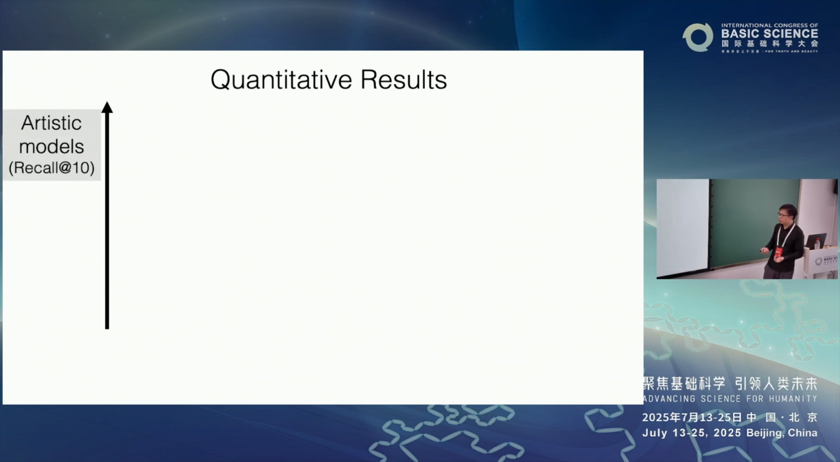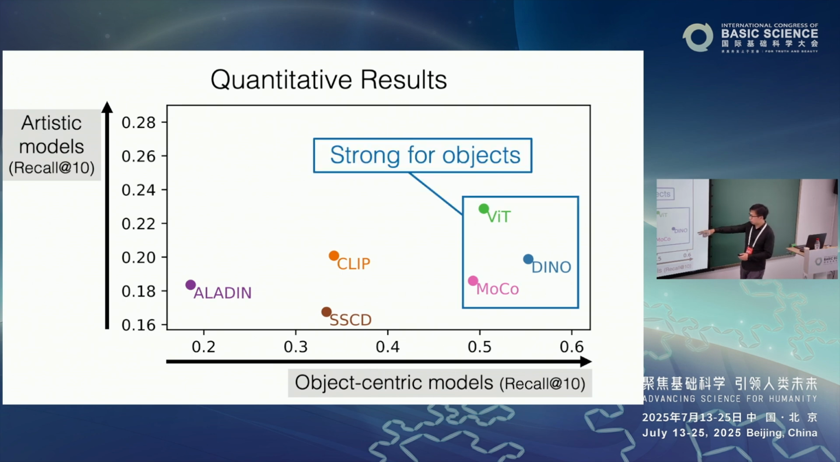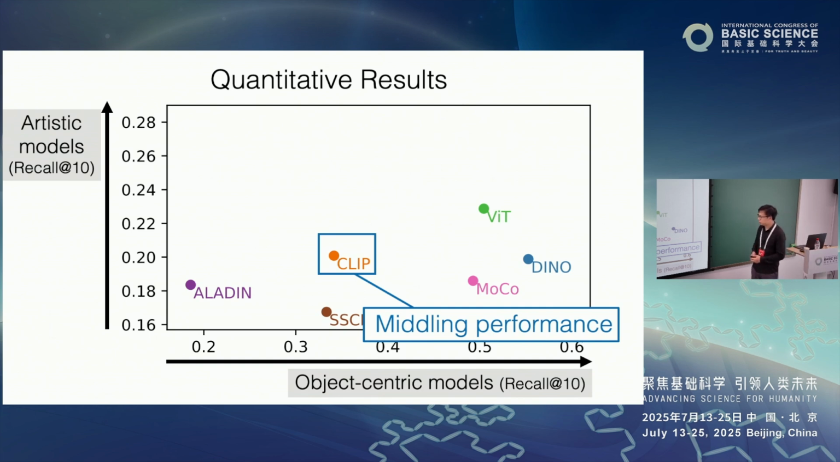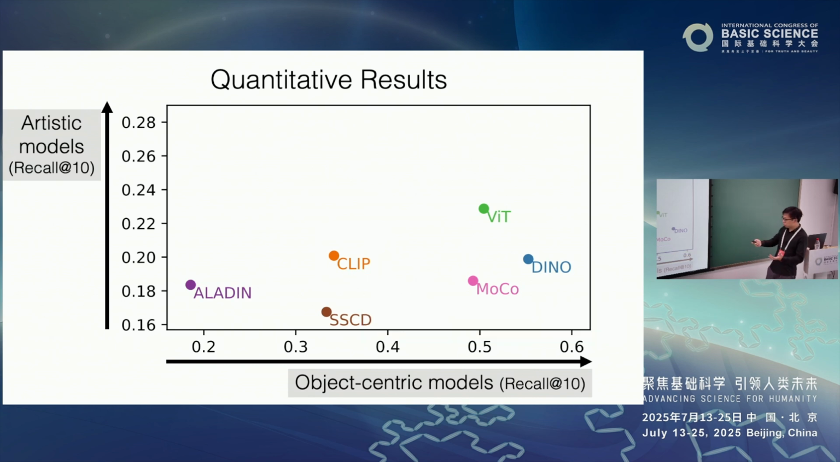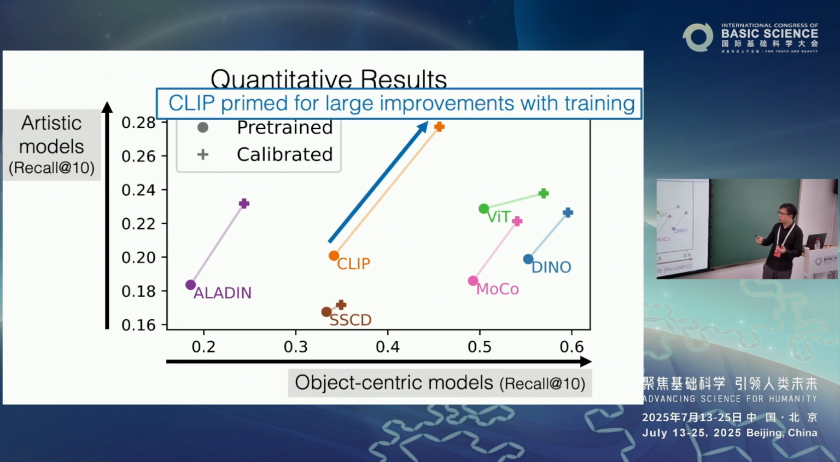We can evaluate our model's performance in the retriever. The x-axis is object-centric models, and the y-axis is artistic-centric models. We can see that some very popular object detection backbone models work pretty well for objects. CLIP is fine-tuned with language and text, so it's something in between. Okay, these are the pre-trained models, but after we fine-tune the features, every model's features improve after we apply this contrastive learning fine-tuning. And now CLIP actually works pretty well for both objects and artistic style.